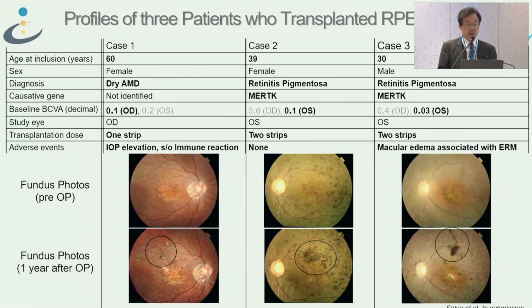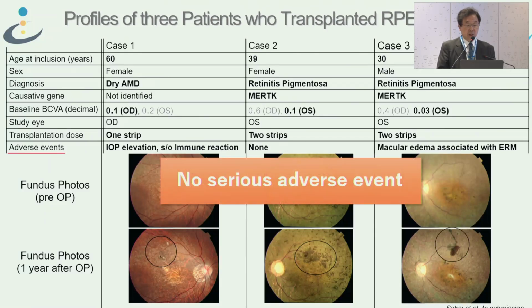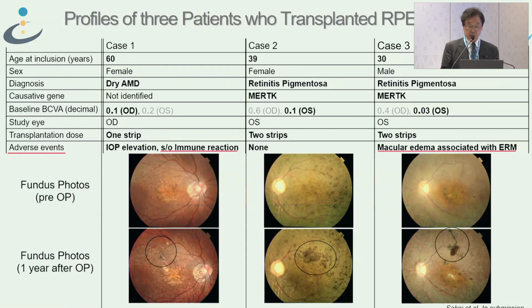We treated 3 patients. Case 1 was a dry AMD, and case 2 and case 3 were MERTK-associated retinitis pigmentosa. No serious adverse event occurred in all 3 cases. But in case 1, suspected immune rejection occurred, but this was controlled by additional steroid and immunosuppressant administration. And in case 3, macular edema associated with ERM occurred, but the edema was resolved by subtenon steroid injections. And OCT analysis revealed that this ERM did not originate from grafted cells.